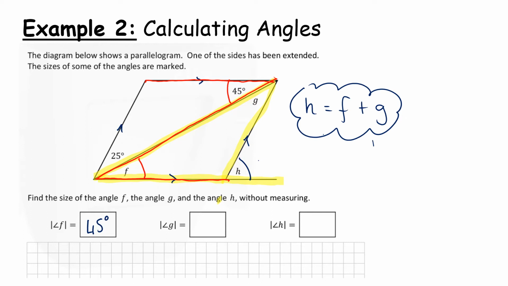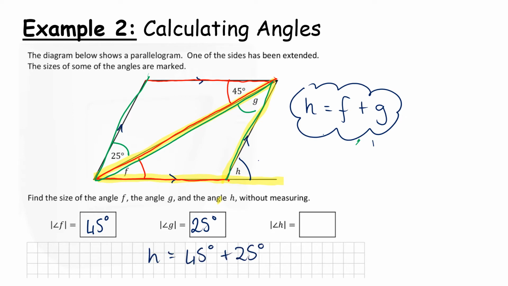Similarly, I can work up, across, and up, and I can say that g and 25 degrees are also alternate. So here I can say g is 25 degrees. I've already said that if I add these two together, I get the value of h, which is 70 degrees.